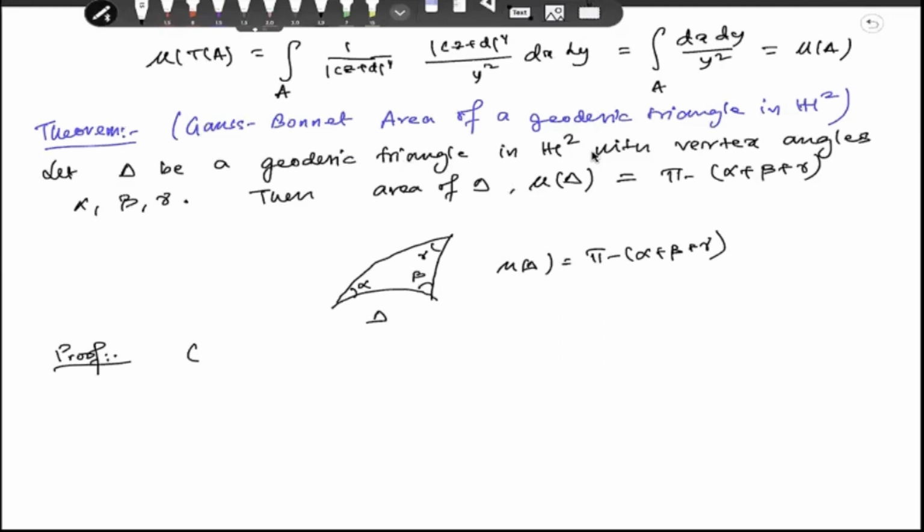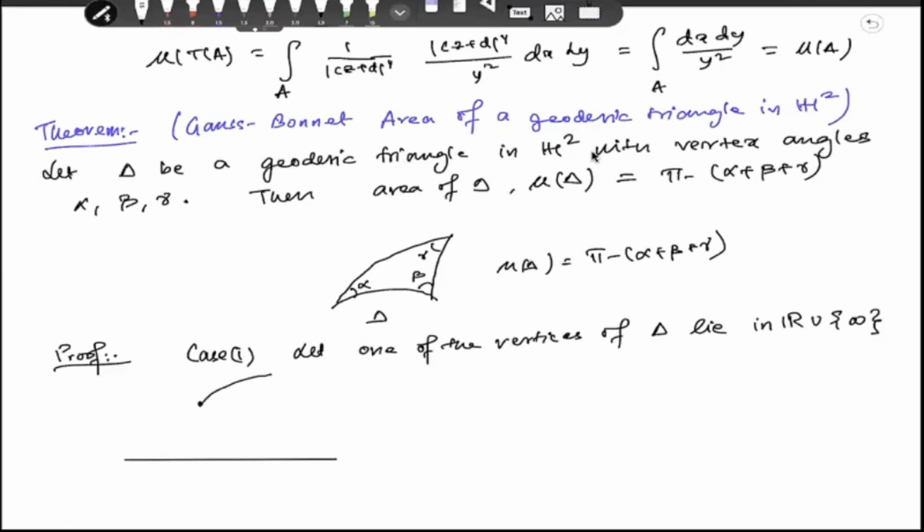So case 1. What we are going to do in case 1 is take a vertex of this triangle delta on the real axis, or it can be infinity also. So let one of the vertices of delta lie in R union infinity. Suppose the vertex lies in the real line.